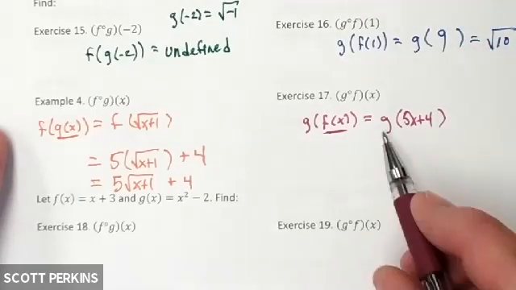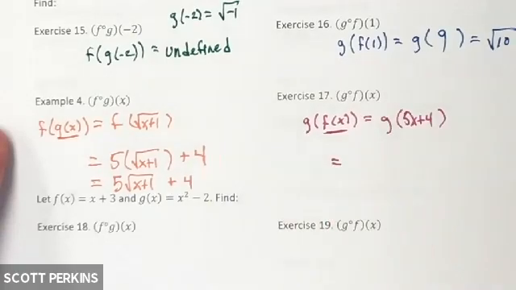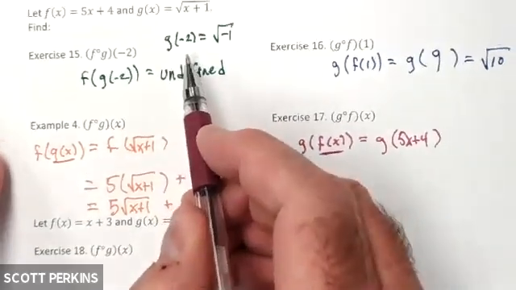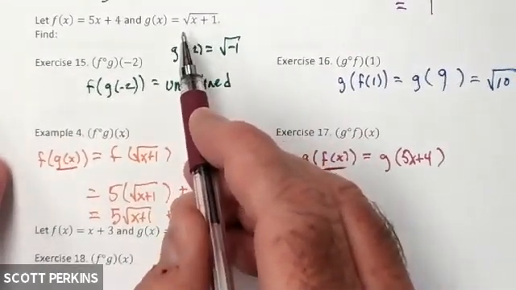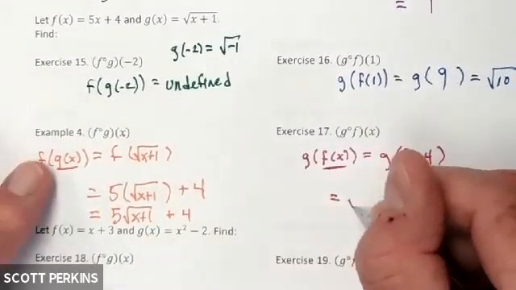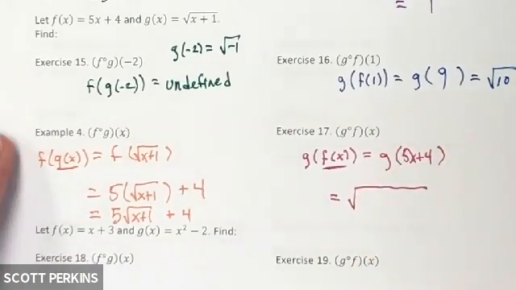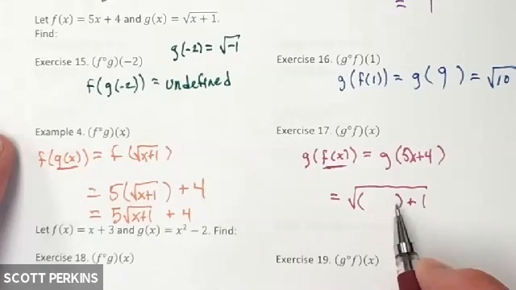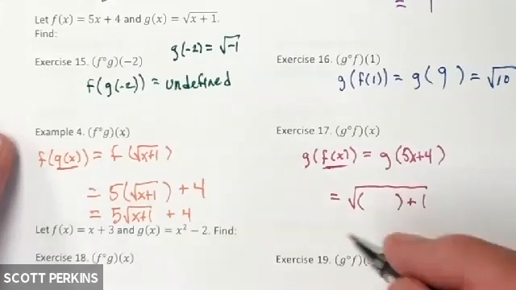So now in the function g, I am going to plug in that. We'll worry about that in a second. The function g up here, just off the screen, is the square root of x plus 1. So it's the square root of x, and I'm going to put parentheses there for the x plus 1. Inside those parentheses, this represents the x. That's where I'm plugging in my new thing, and my new thing is 5x plus 4.